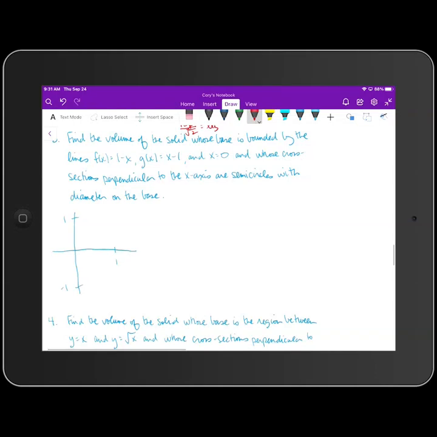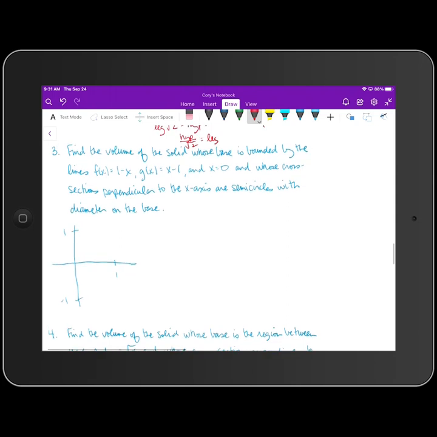All right, so we're going to go ahead and continue looking at example 3 where it says find the volume of the solid whose base is bounded by the lines f of x equal to 1 minus x. So I'm going to go ahead and draw that line in red. Okay, so that has a y-intercept of 1 and a slope of -1.